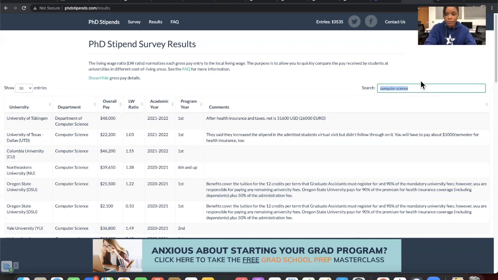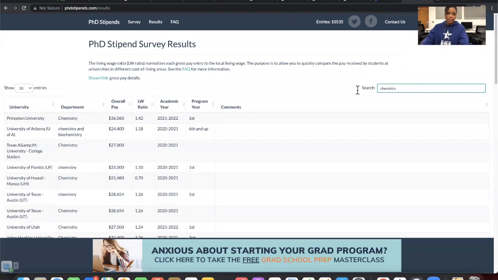Now look at chemistry, just to show you that it's not the same. Can you see that the schools have changed? Can you see Princeton University coming out for chemistry? So you can see what other schools. What it actually means is that this school that came out, this chemistry department, gives $36,060, right? This is for the first year of the program. University of Arizona gives 24K for the sixth year upward, right?